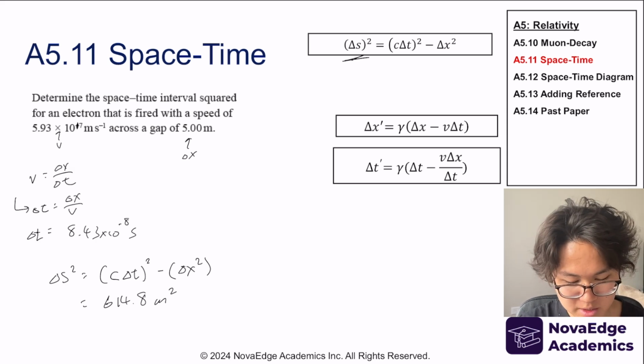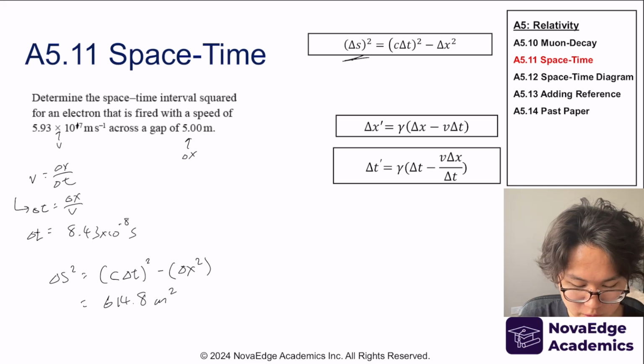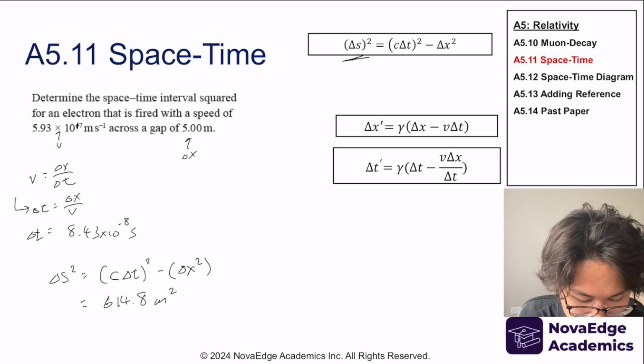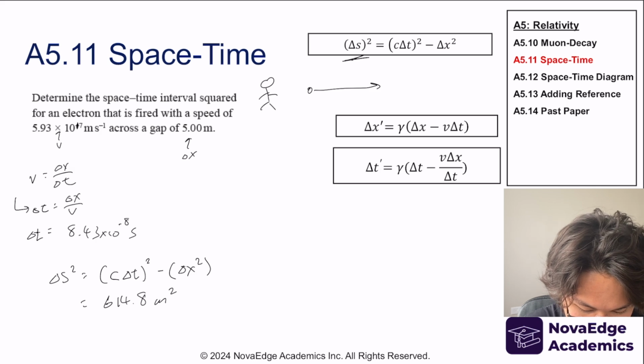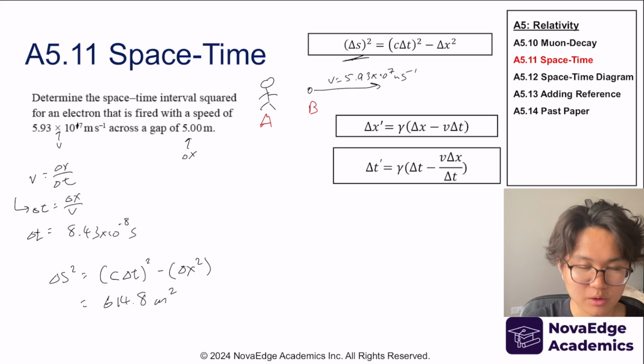Now, one thing I said about this interval is that it's very, very useful to correlate between two different reference frames. And the reason I say this is because I'm going to show it to you right now. The situation is we have a person and we have an electron traveling at 5.93 times 10 to the power of 7 meters per second. So this calculation of delta t and delta x are from the reference point A, right? What if I was on the electron, and that was the reference frame from the electron side?